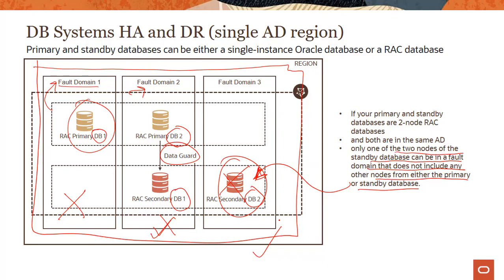But it's sort of a best practice. If you have one AD, you could still go ahead and use RAC along with Data Guard. And this is our optimal architecture. We recommend that you read more on this and use it.